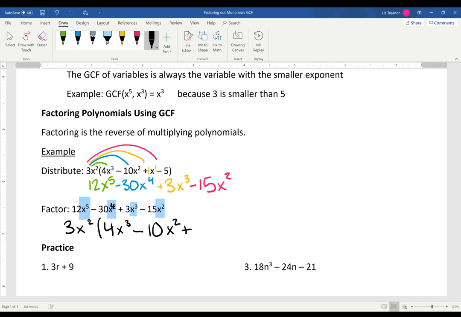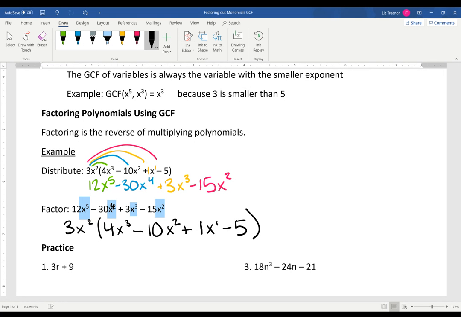We got plus 3 times 1 is 3. And 2 plus 1 is 3. Minus 3 times 5 is 15. And I already have my x squared, so I don't need any more x's.